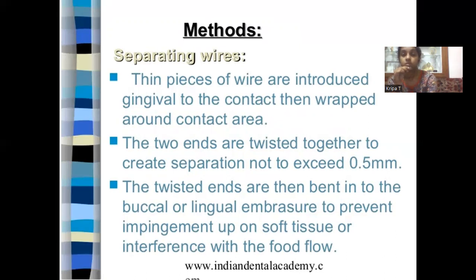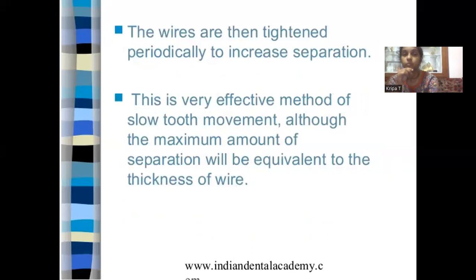Separating wires are thin pieces of wire introduced gingival to the contact, wrapped around the contact area. Two ends will be twisted together to create a separation, not to exceed our physiologic limit of PDL space width, which we have already discussed, 0.2 to 0.5 mm. And the twisted ends are then bent into the buccal or lingual embrasure to prevent impingement upon the soft tissue or interference with the food flow.